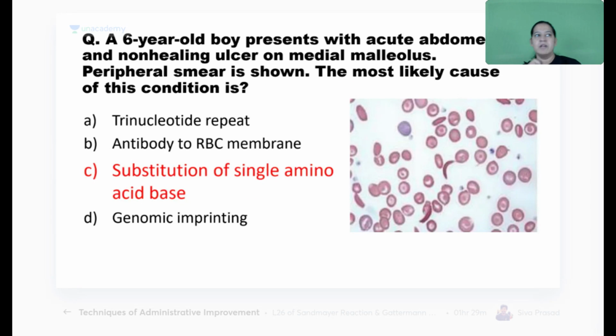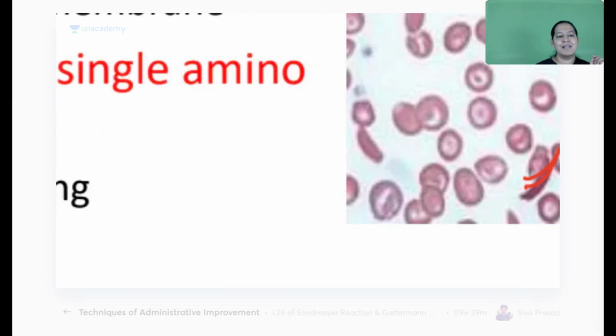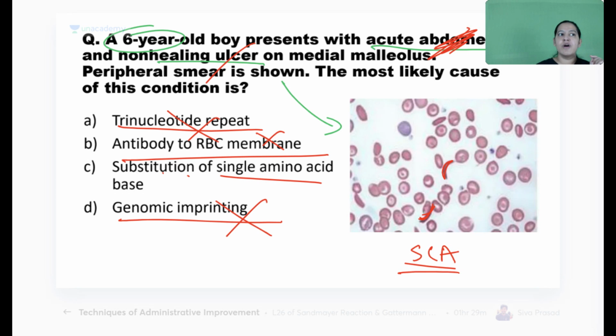Now read your question. What is the image showing? The image is showing sickle cell anemia. Can you see the image? Let me zoom it out. The image is showing sickle cell RBCs. So in sickle cell RBCs, what is the abnormality? Is it a trinucleotide repeat? No. Is it an antibody to RBC? No, that occurs in autoimmune hemolytic anemia. Is it genomic imprinting? No. It is substitution of a single amino acid. Name that amino acid: it is valine instead of glutamic acid. It should normally be glutamic acid, but because of mutation, it is valine. That is substitution of a single amino acid.